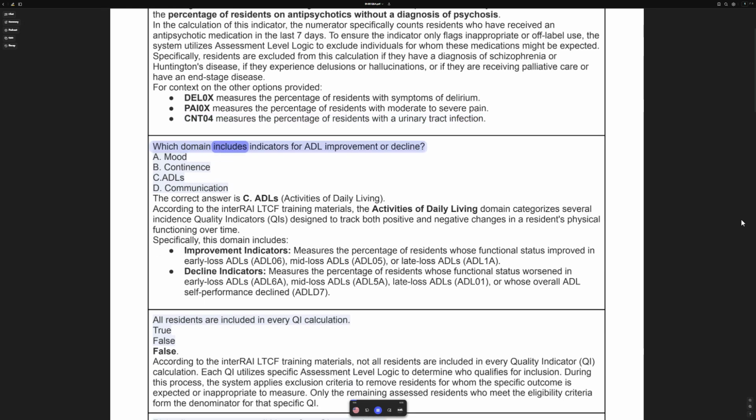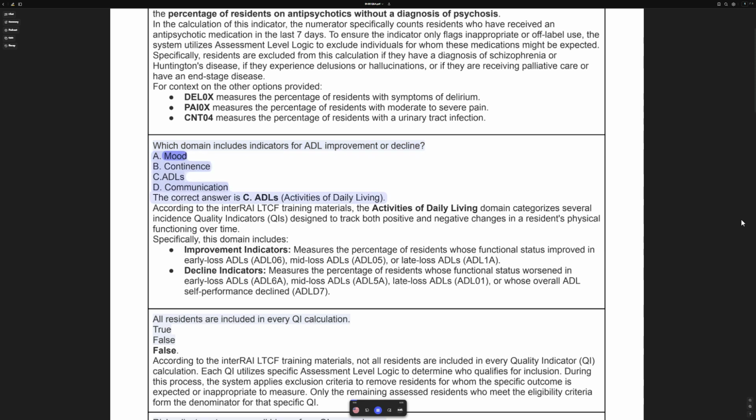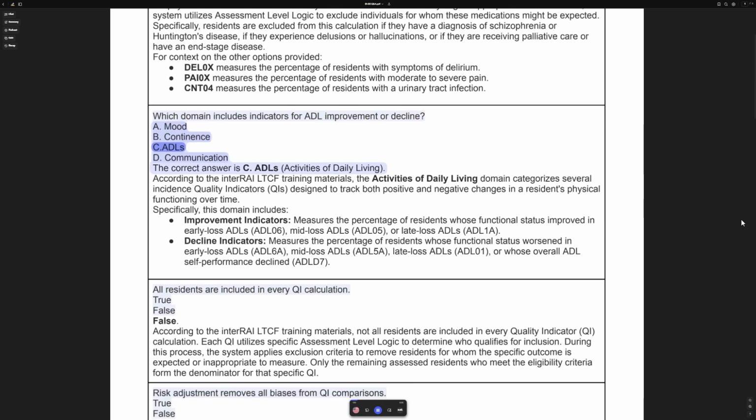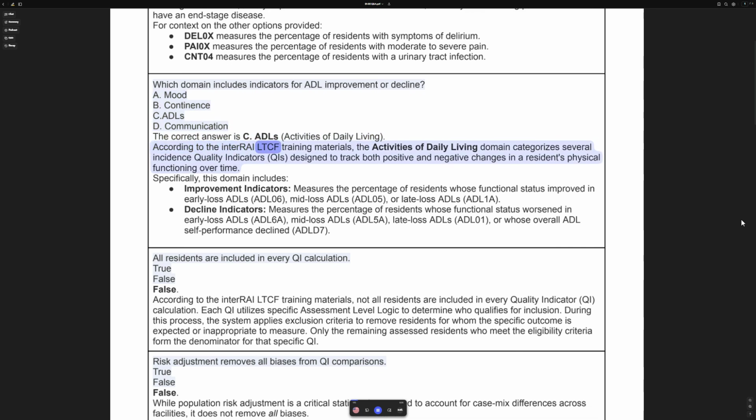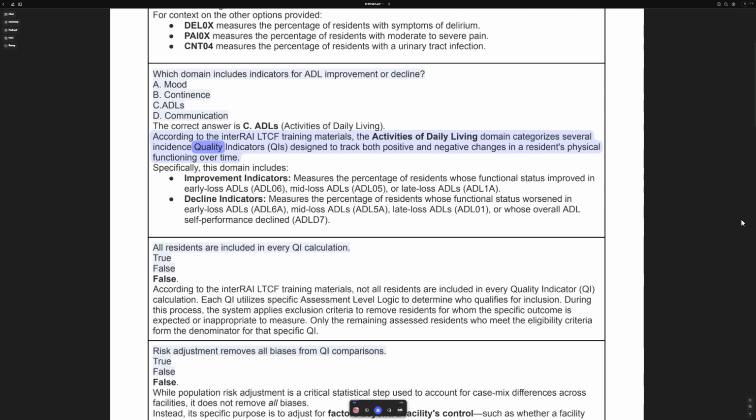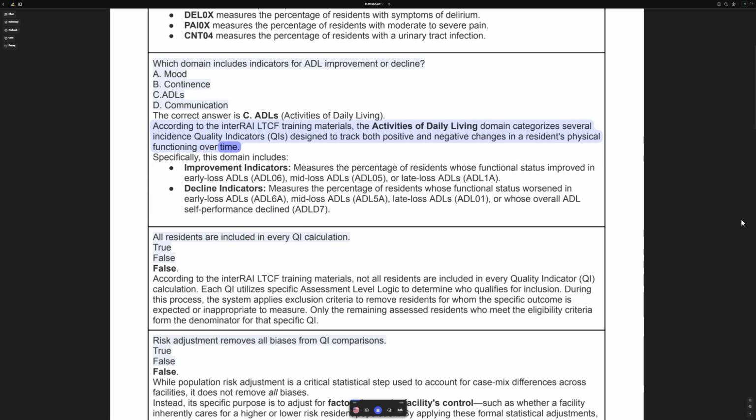Which domain includes indicators for ADL improvement or decline? A. Mood B. Continence C. ADLs D. Communication. The correct answer is C. ADLs, activities of daily living. According to the Inter-RAI-LTCF training materials, the activities of daily living domain categorizes several incidence quality indicators, CHIs, designed to track both positive and negative changes in a resident's physical functioning over time.